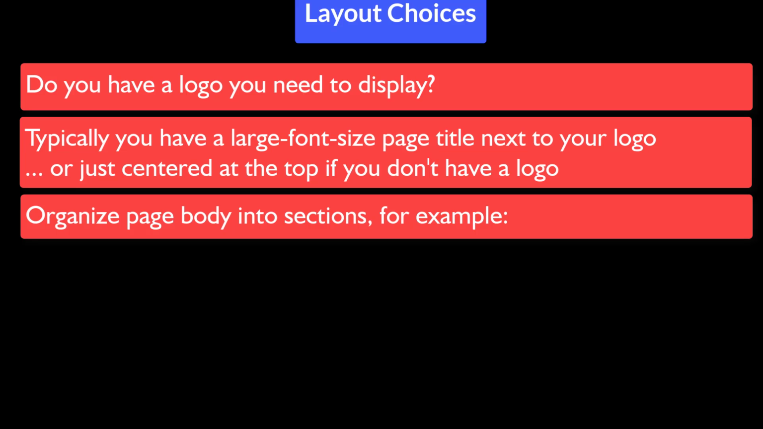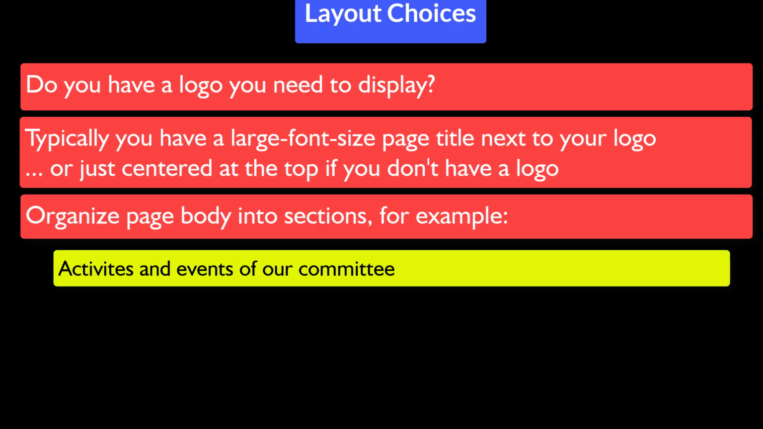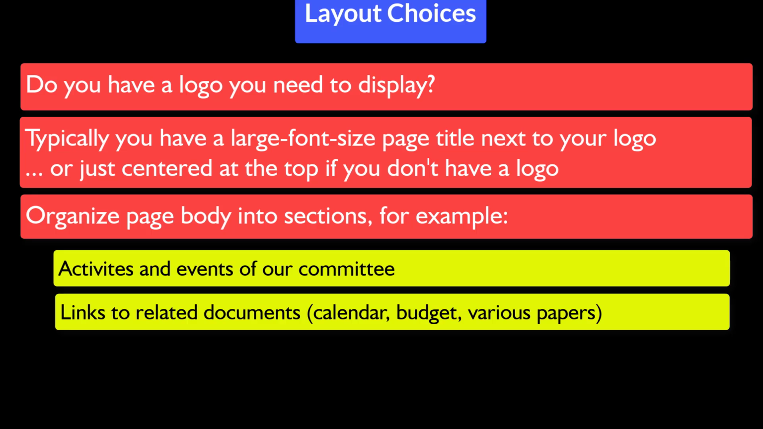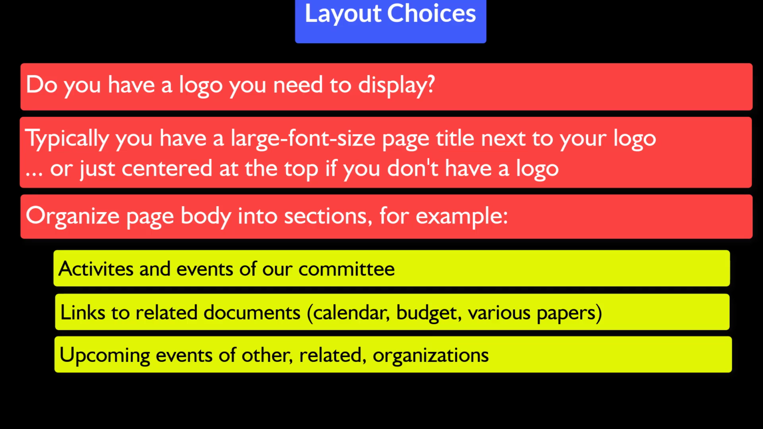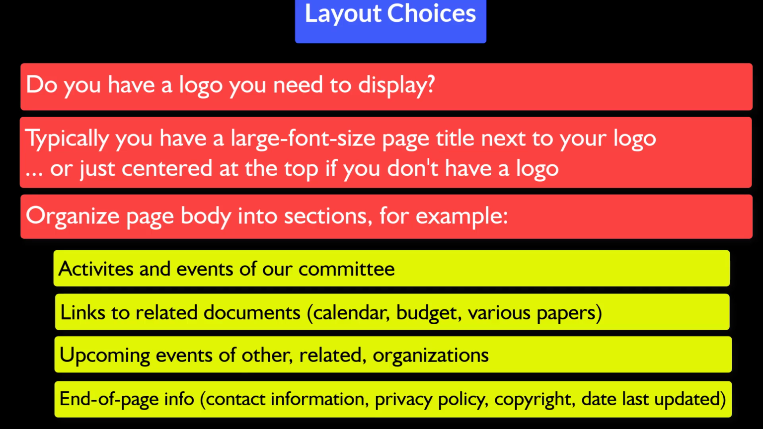For example, my sister city site had these kinds of content: activities and events of our committee, links to reference and planning documents such as the committee calendar for the year, updated as things change and time goes on, a planned budget for the committee, a paper on our organization and how it fits into the larger community, and a paper about my email philosophy. Then a section on upcoming events for other organizations related to us, and then end-of-page info: contact information, privacy policy, copyright, and date last updated.